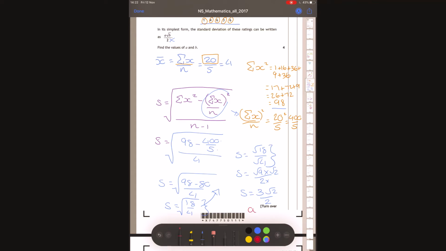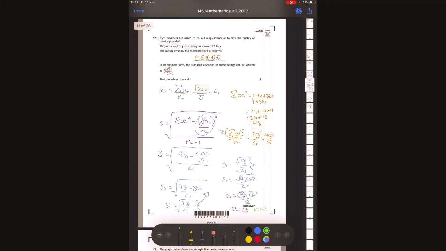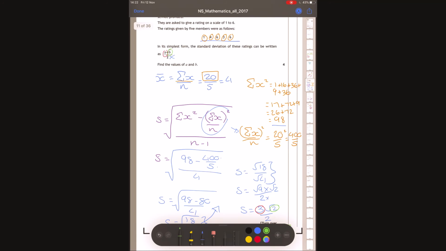So A is equal to 3, and B is equal to 2. So, slightly challenging there, but don't let the surds throw you, and hope you enjoyed. Hope you found this helpful.